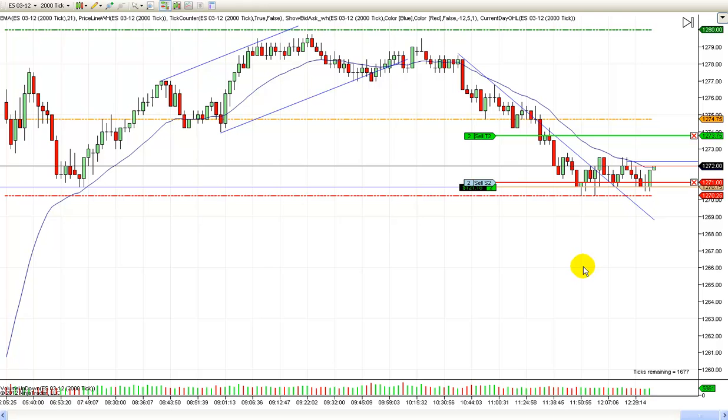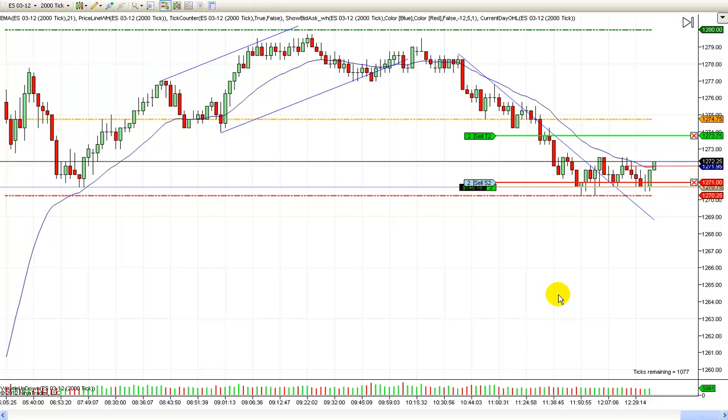So we got a full point on 8 contracts. That put $400 in the bank for us. And now we've got 2 runners going here. The worst we can do on these 2 runners is make a tick, because I'm not going to give it any more room than that. I've got my stop at break even plus 1.